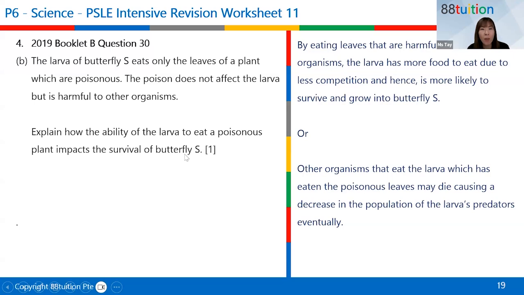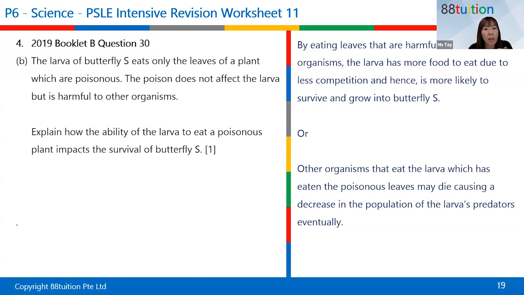So what kind of question is this classified under? This kind of question is classified under what? We did discuss this before, right, in our tutorial. Okay, what kind of question is this? What are they testing you on? When you talk about survival, when you talk about ability to eat something that something else cannot, it's actually under adaptation. Do you all know this?